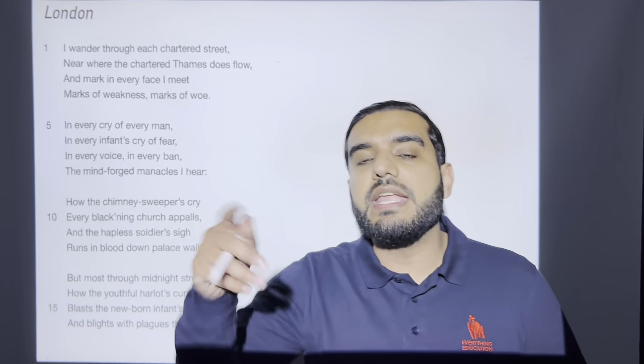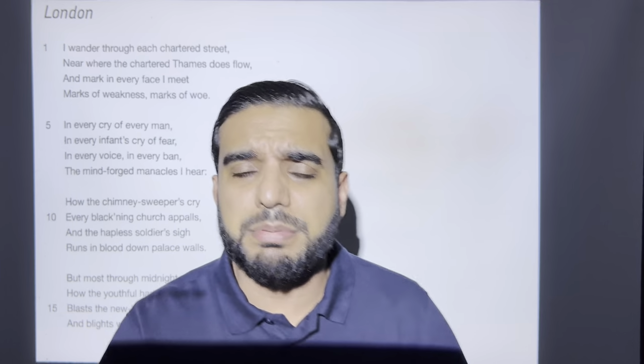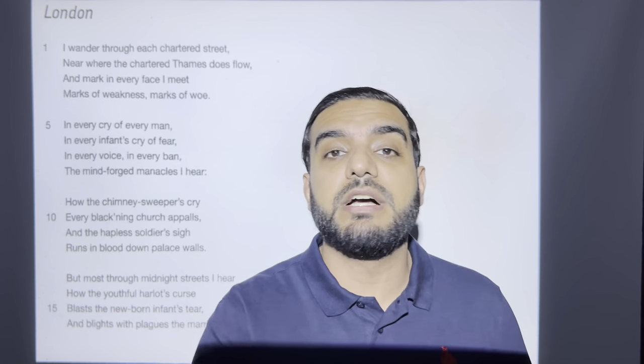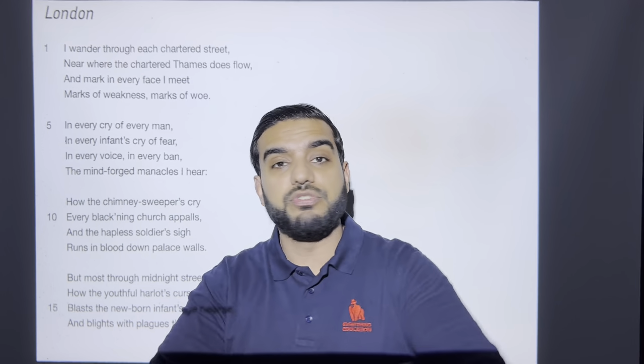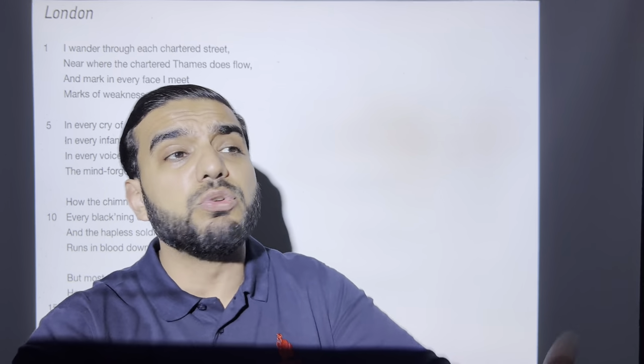The poem, guys, starts with our speaker, Mr. I, whoever the I is. It could be the poet himself, or it could be a made-up character, but we have a first-person poem. This guy is, interestingly, wandering around London. He's walking around and he's looking at London.